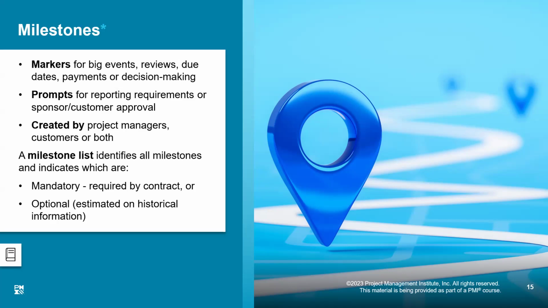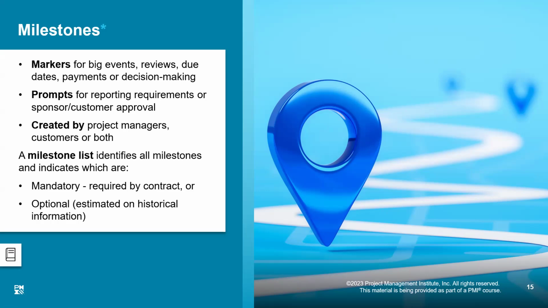Then we have milestones. Milestones are like dates, points when we have to deliver something. It could be a marker, it could be a prompt, and then we have to take ownership of that. Who has created it? The project manager, the customer, who has created it? A milestone list is all the major accomplishments of the project which are drawn on the timeline or the roadmap.